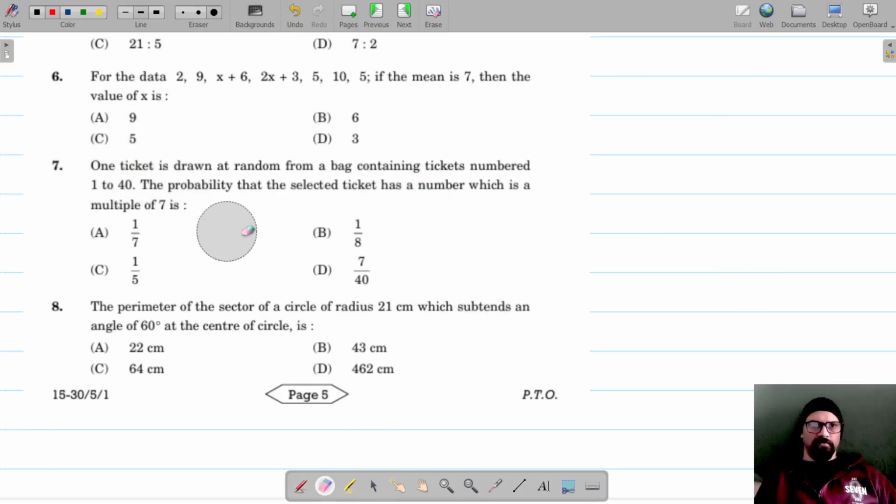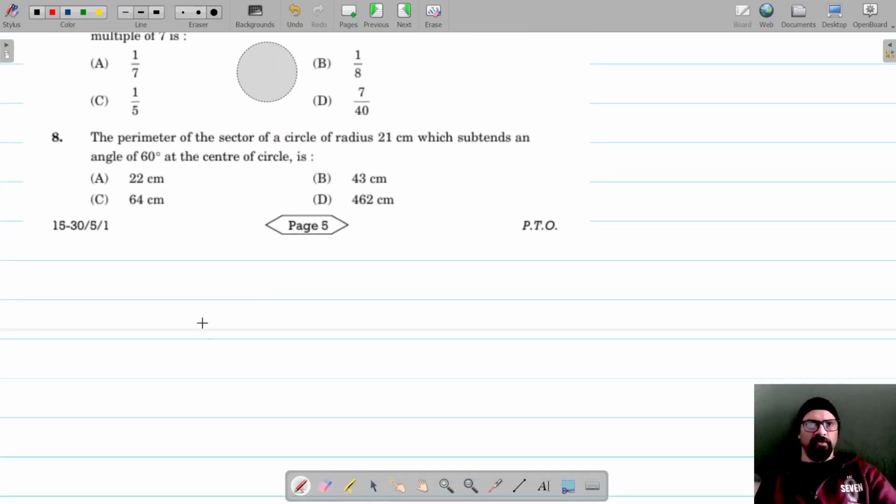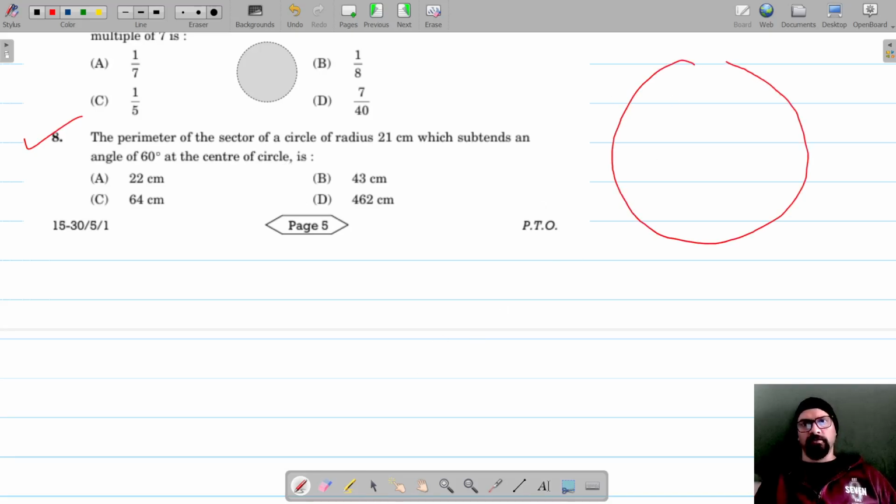Okay, next question is question number 8, the perimeter of the sector of a circle. So the sector of a circle, its center O, and let this be, now this is 21 centimeter, 21 centimeter is the radius, and it subtends an angle of 60 degrees. So we have to find the perimeter.